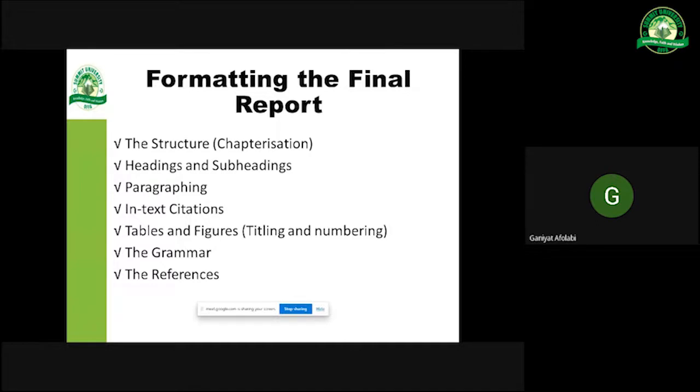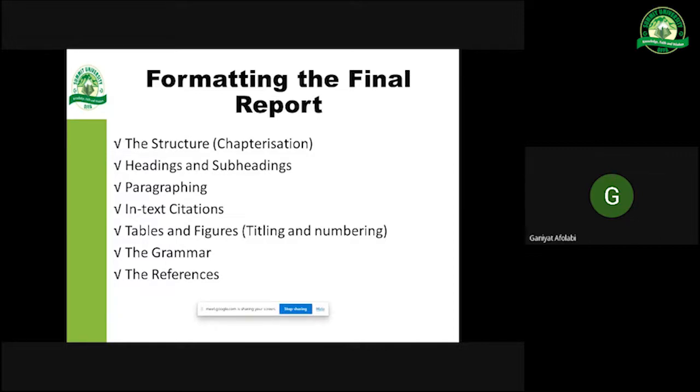So how do you format the final report? The structure, that is the chapterization, chapter 1. Chapter 1 can have 1.1, 1.2, 1.3, 1.4. Chapter 2 can also have the same thing. And when you're having your headings and subheadings, like we have chapter 1, under it you have 1.1. If you want to have anything under 1.1, it is going to be 1.1.1, 1.1.2.